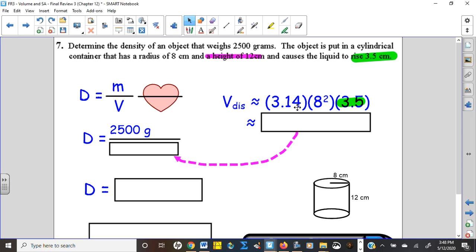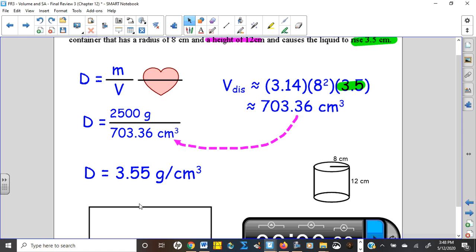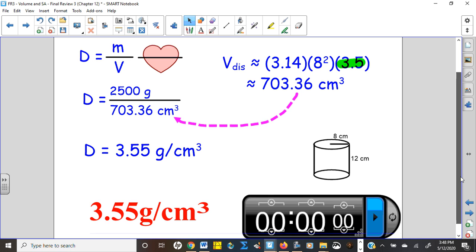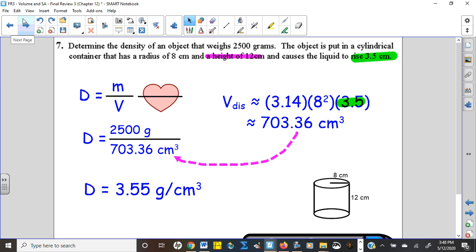And because this is an application problem, we're going to use 3.14 as an approximation. Multiply it out, make sure you square the 8 first, and you get 703.36. And when you divide those numbers, you get 3.55 grams per cubic centimeter. And that's the end of that problem, I believe. Sometimes you'll have to match that up with a table and figure out what element might have produced that density, but not in this case.